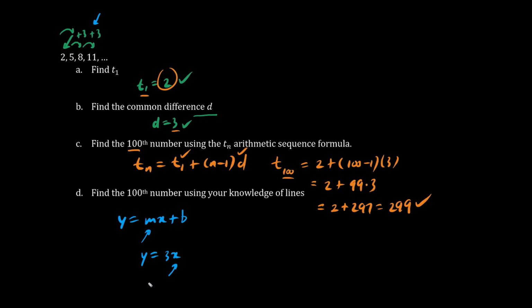Let's plug in x equals 1. What's 3 times 1? The answer is 3, but we need to go down by 1. We need to adjust the numbers. So we subtract 1. Now let's plug in x equals 2. 3 times 2 is 6, minus 1 is 5. It looks like we have the pattern, and we're trying to find the 100th number. So y equals 3 times 100 minus 1, which is 299. Same answer.